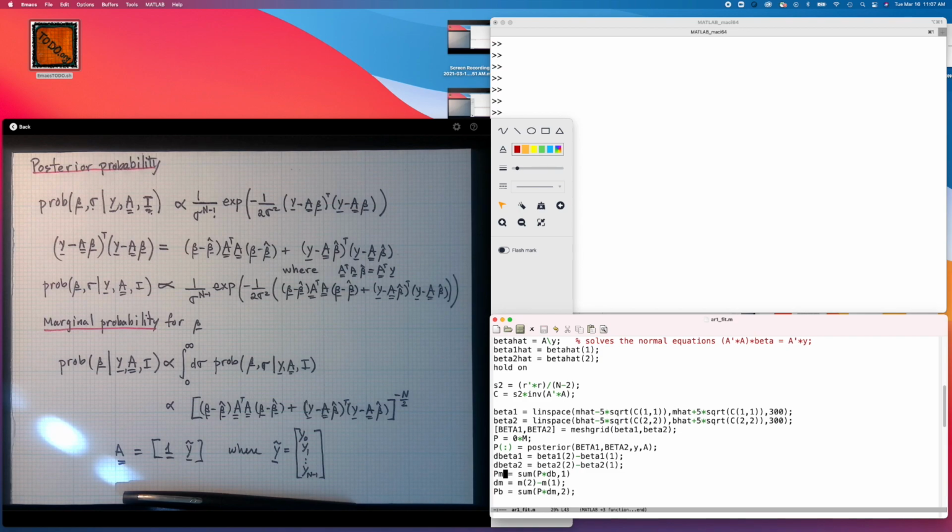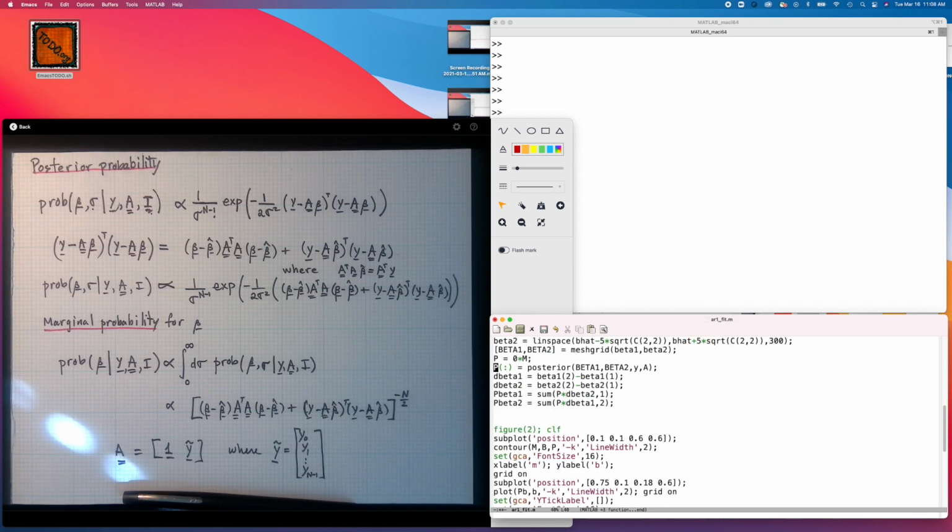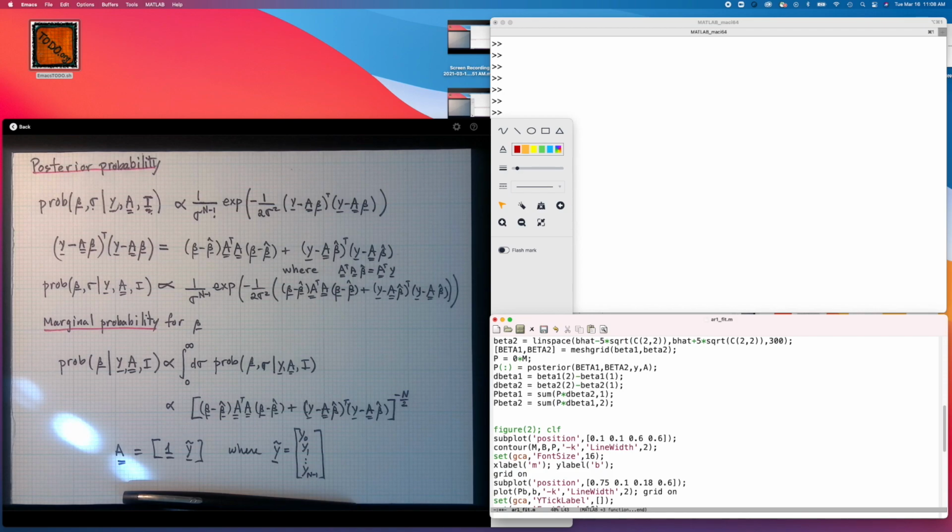Now we can marginalize out to get the probability of beta 1 alone. Remember, when we do the mesh here, the mesh one is like the x-coordinate, which moves horizontally. So if we want a probability for beta 1 alone, we have to sum through the columns, which is like summing over the first index of P, the 2D posterior probability. And the spacing is going to be the spacing between each row of the column, which is d beta 2.